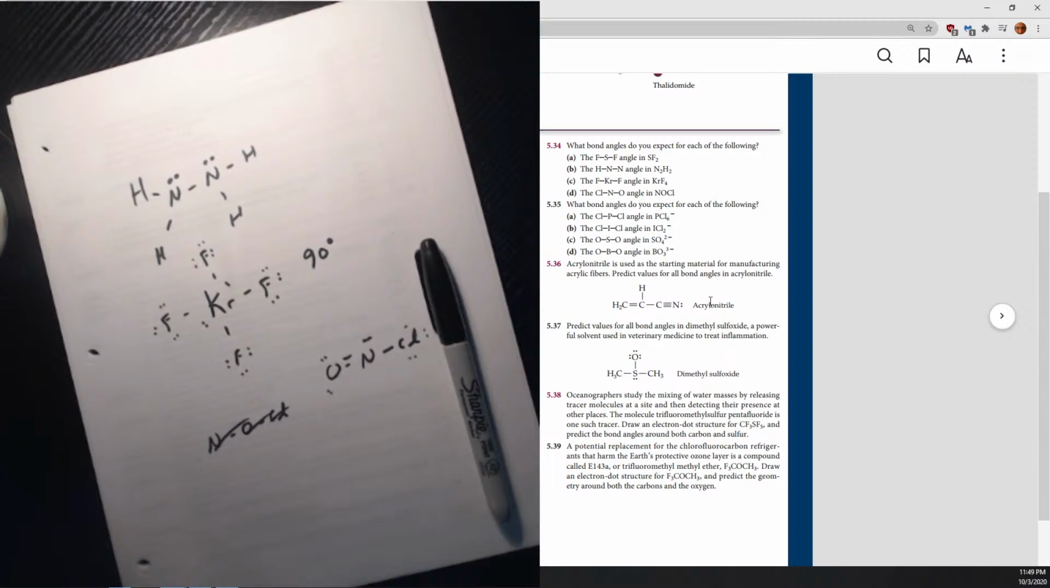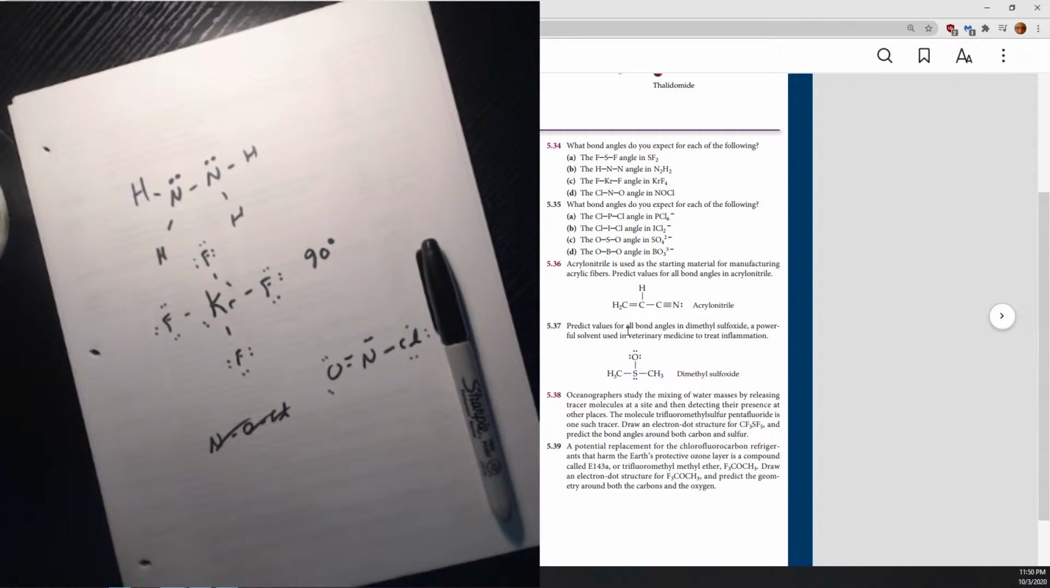All right, 36. Acrylonitrile is used as the starting material for manufacturing acrylic fibers. Predict values for all bond angles in acrylonitrile. Okay, they give us the structure, so I don't have to draw that out. H2C=C. Okay, so the hydrogen-carbon-hydrogen bond angle there is going to be less than 120. It is a trigonal planar thing, because the carbon has 3 things. So it would be nice at 120, but that double bond squeezes the hydrogens together.